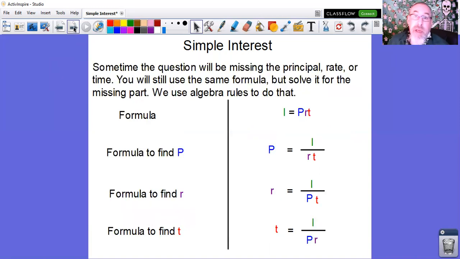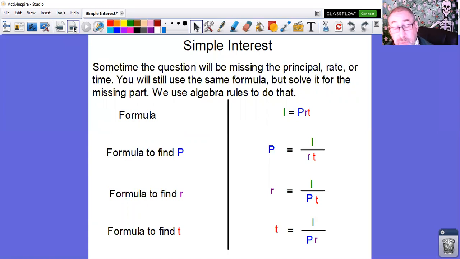All right. Sometimes the question will be a simple interest question, but instead of trying to find the interest, you may be trying to find the principal, the rate, or the time. If that's the case, we can use the interest formula and our algebra rules to find the unknown value. So if we start with our basic formula, interest is equal to principal times rate times time. In order to get the formula so that we can find the principal, or the P, since we're multiplying our T, then we'll just divide it.